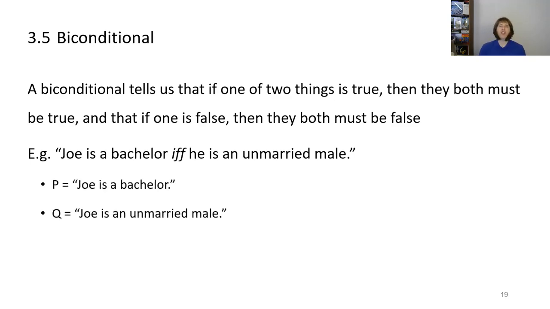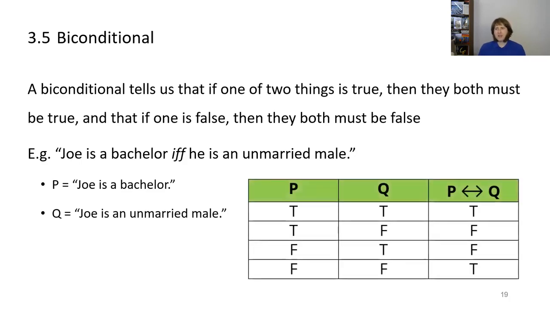Well, look, we've got P and Q. Joe's a bachelor, Joe's an unmarried male. Now, if we think about the truth table, well, look, if Joe's a bachelor, then he's an unmarried male. And if he's an unmarried male, then he's a bachelor, right? It works both ways. It's really like two implication statements. So it can't be the case that he's a bachelor, but he's married.